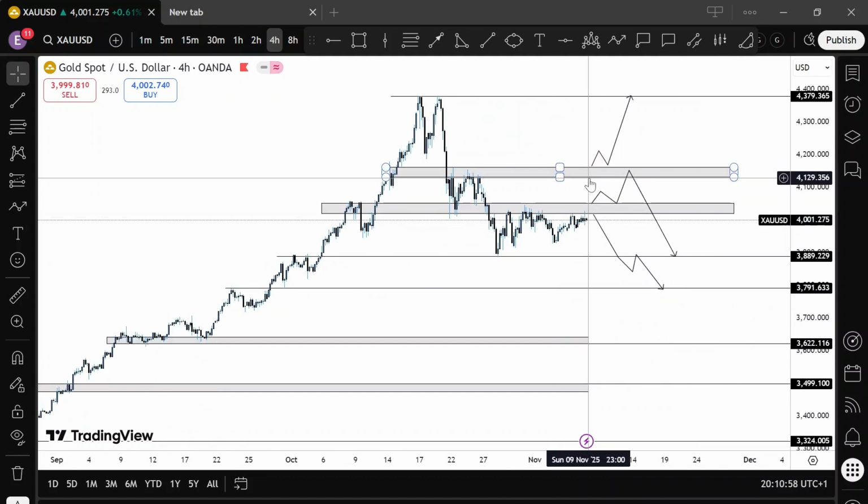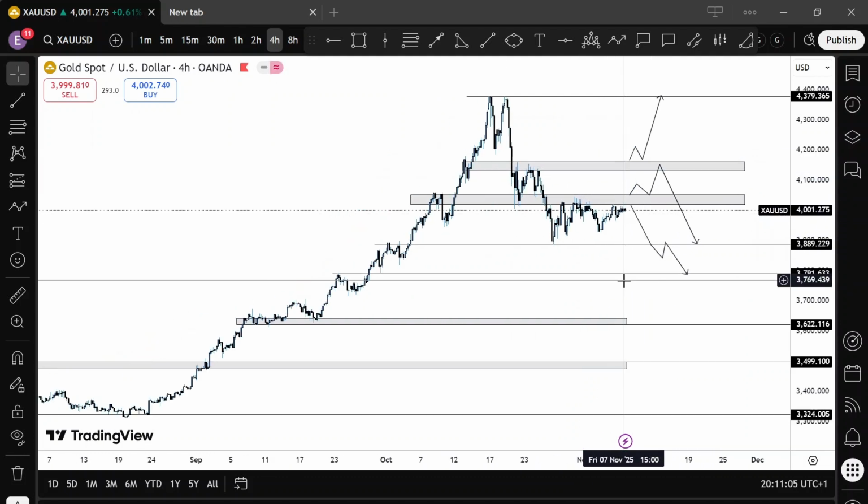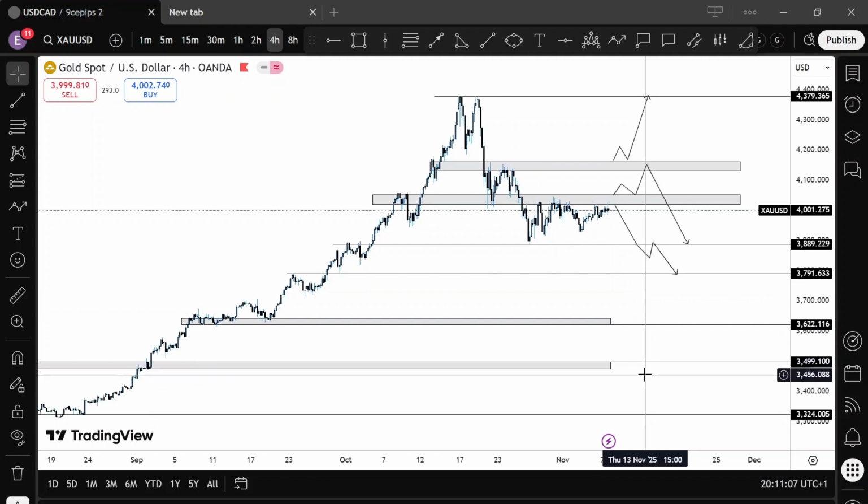I'm really interested to start buying around these regions, and the sales from this region would definitely be a good rejection for me to go in. That's that for gold.